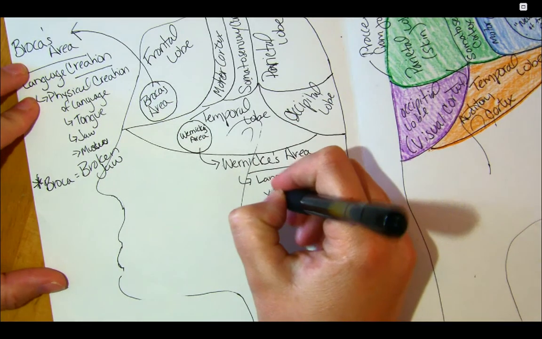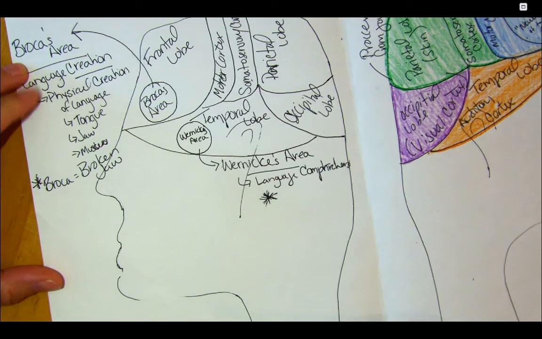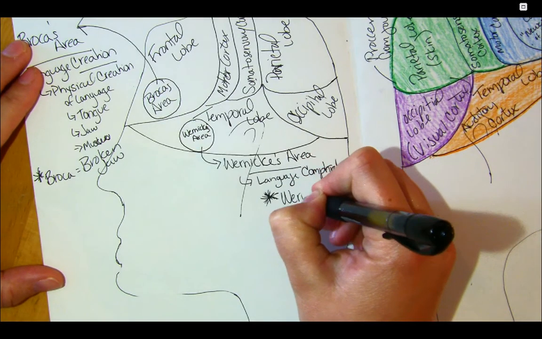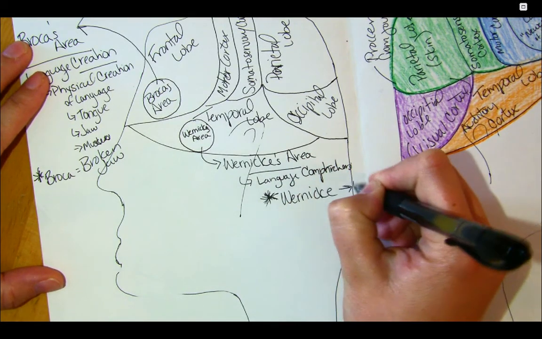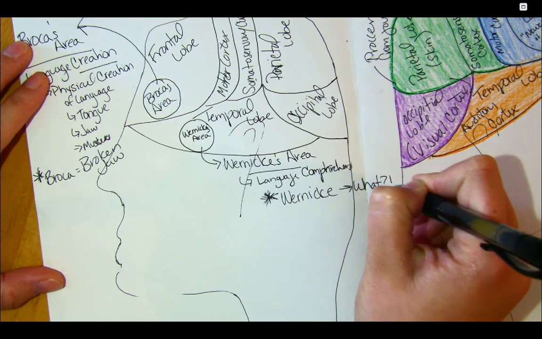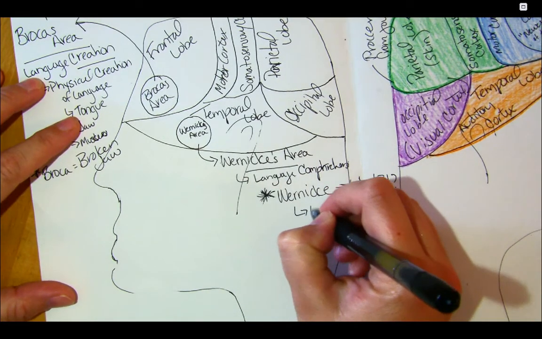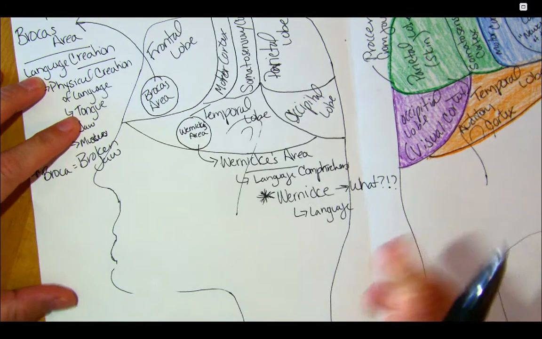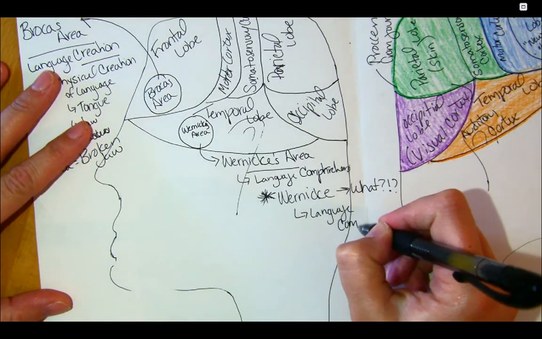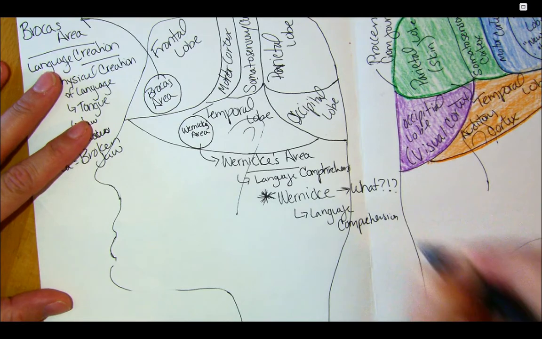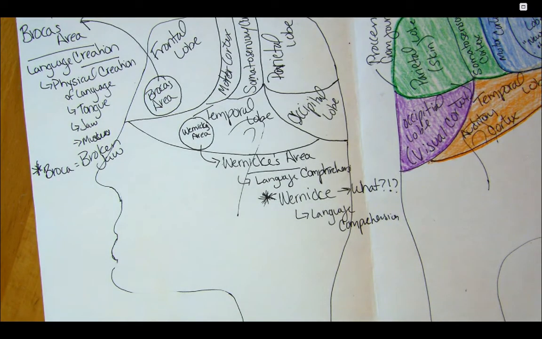So, what is a mnemonic device for it? Wernicke, what? Anytime you hear something that you don't understand, you say, what? Because what helps you deal with language comprehension? Wernicke, what? Language comprehension. Okay? So Wernicke's area is located in your temporal lobe because that is where we hear things. Obviously, it's all being processed by our auditory cortex. So if we're talking about learning and hearing and understanding things, then it makes sense it's there.